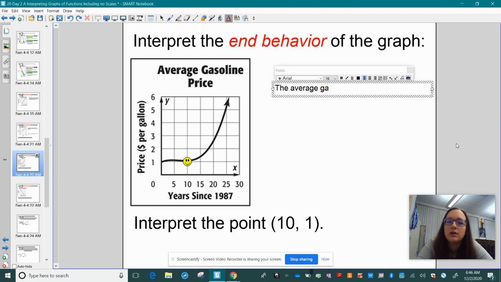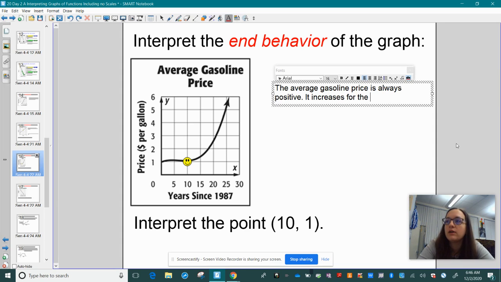The average gasoline price is always positive. Notice it's still continuing towards that positive feel. I'm pointing the wrong way for my video. That way, positive. So it's a positive graph. Our slope is positive, even though our slope is constantly changing.